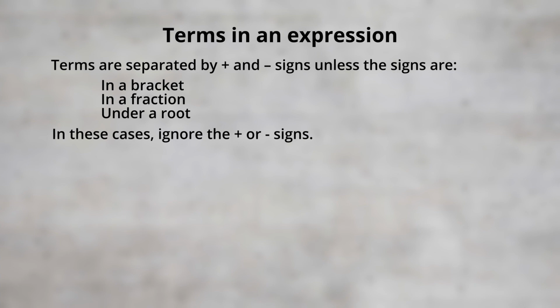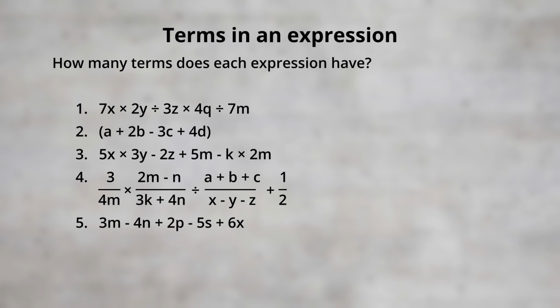Look carefully and only consider the plus and minus signs in red which stand alone between terms. So the rule for counting terms in an expression is: terms are separated by plus and minus signs unless the signs are in a bracket, in a fraction, or under a root. In these cases, ignore the plus or minus sign. You are unlikely to see expressions as complicated as these shown on the screen. The purpose is only to show you how to count the number of terms.